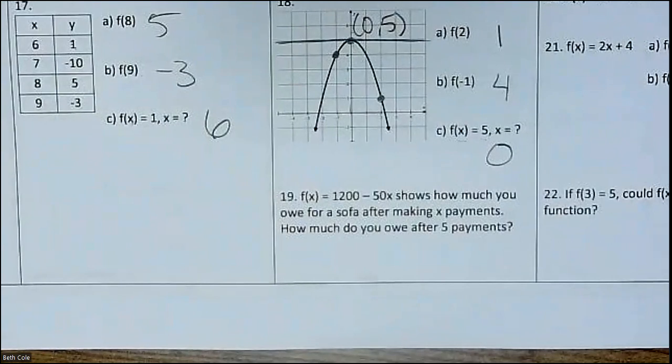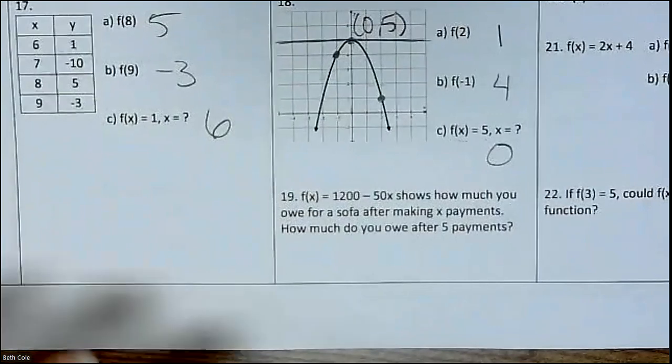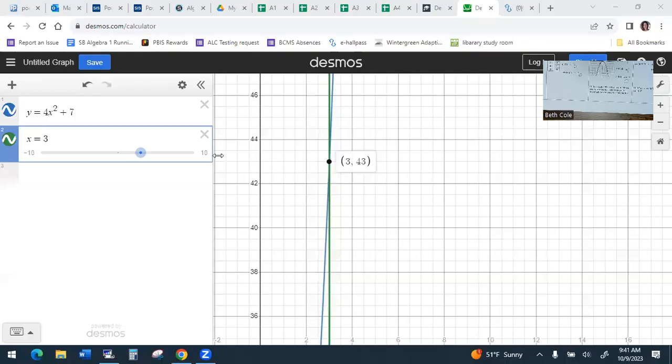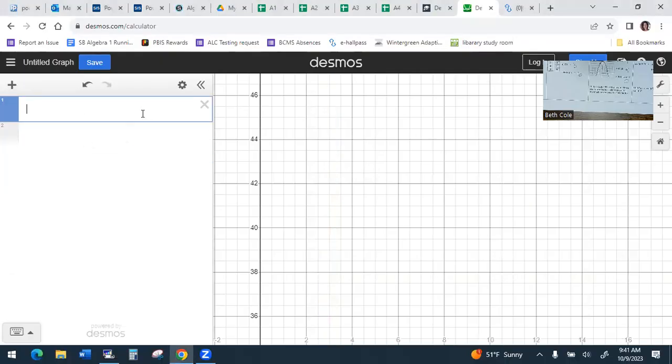All right, and then 19. That function shows how much you owe for a sofa after making x payments. How much do you owe after 5 payments? We're going to use the calculator. I just need you to look up here, okay? Just look. First, I'm going to type in the equation. It's y equals what? I know it says f of x, but just type y.